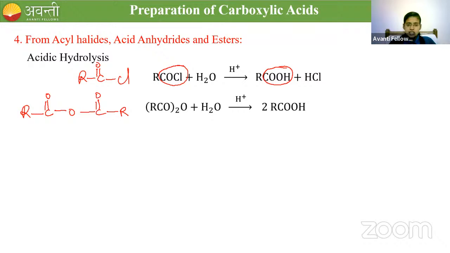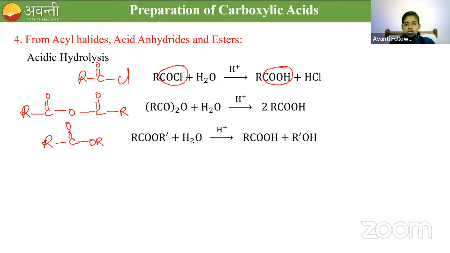Carboxylic acid. And thirdly, ester: R C double bond O R dash. So here also the COOR is getting converted to COOH. Clear? So we are using acid and with water, the 3 compounds are getting converted to carboxylic acids. Clear? Clear for all of you? How will anhydride break? I will explain the breakage of all the 3 compounds.